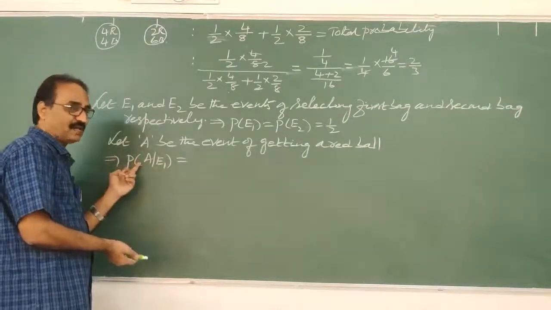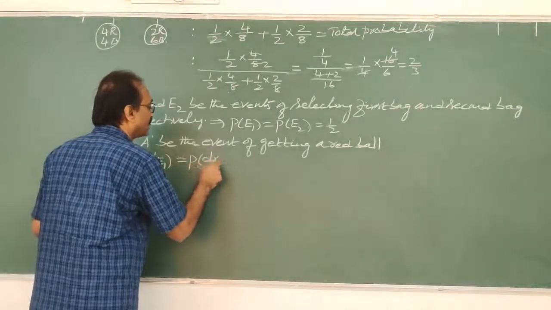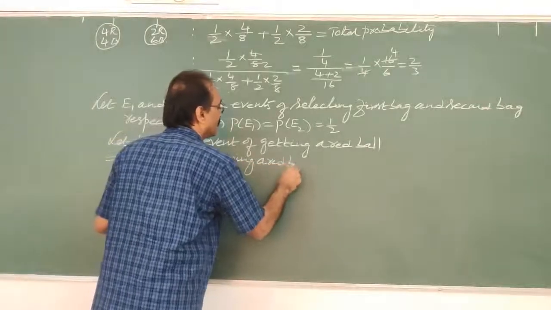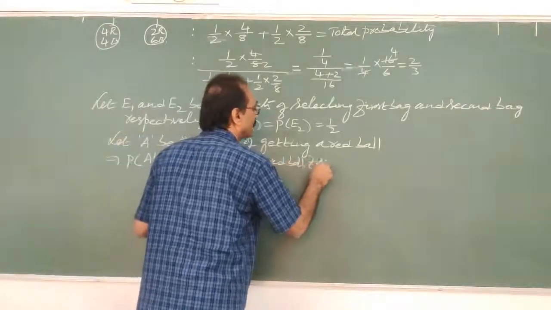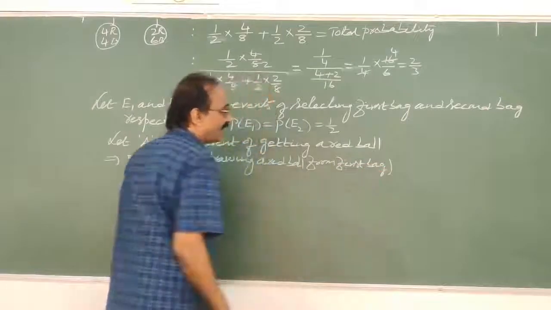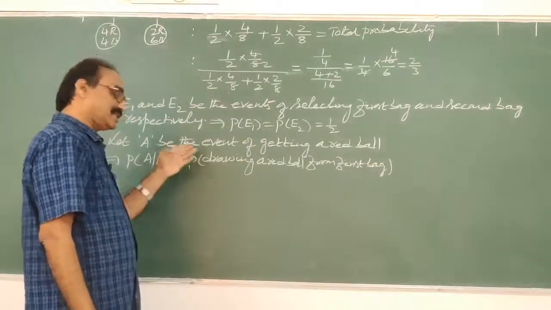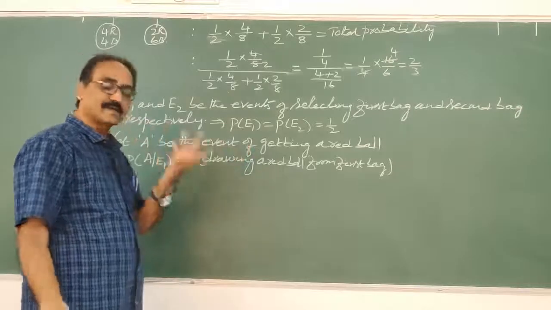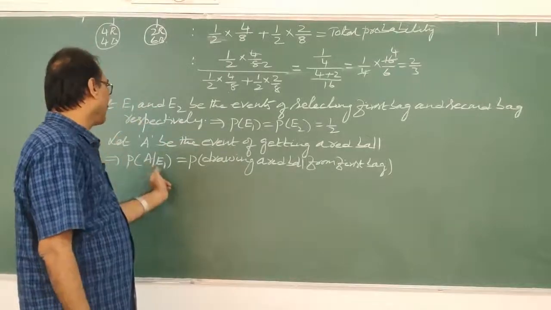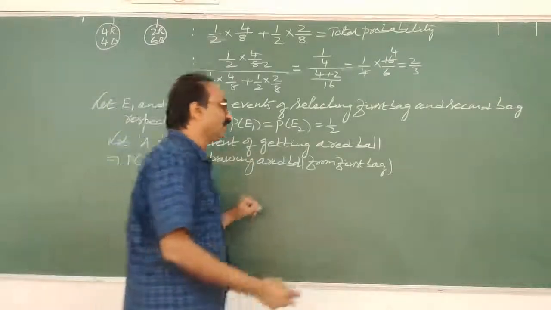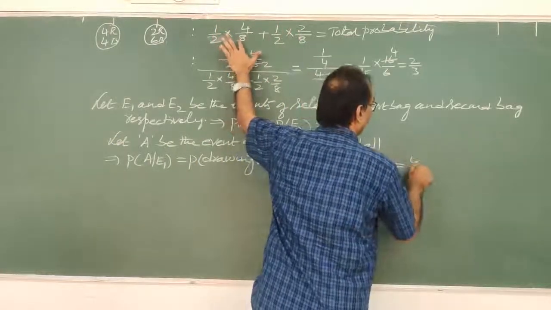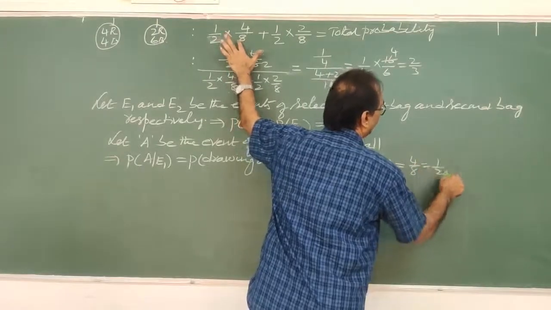This is the bag, this is the red ball. So the probability of drawing a red ball from first bag. Already I explained what is E1, what is A. In the examination, you can directly write P of A given E1. The probability of getting a red ball from first box is how much? 4 by 8. 4 by 8 is how much? 1 by 2. I think you understood.